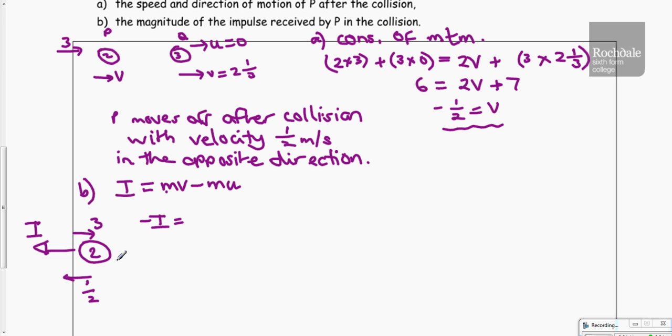mv is going to be 2 times -1/2, because that's also to the left. And then we're going to subtract mu. So that's going to be 2 times 3. And that u is positive, but we are subtracting it, so that stays as a negative. Now, if you notice, everything here has got a negative. So if I multiply through by -1, we'll get that I is 2 times +1/2, which is 1. And then that negative will become a plus. 2 times 3 is 6. So in other words, the impulse is 7.